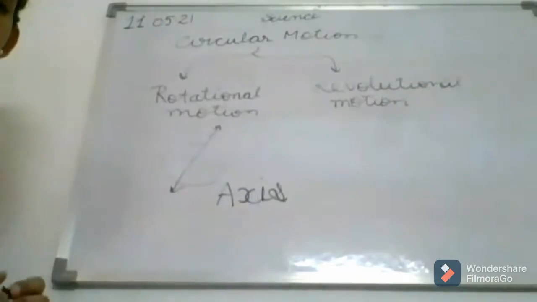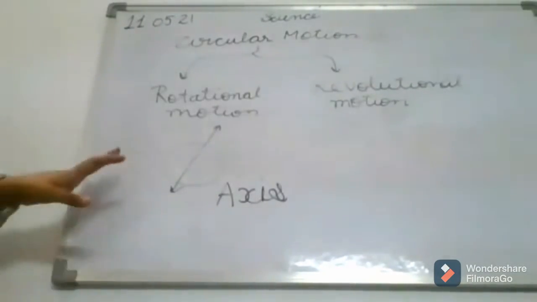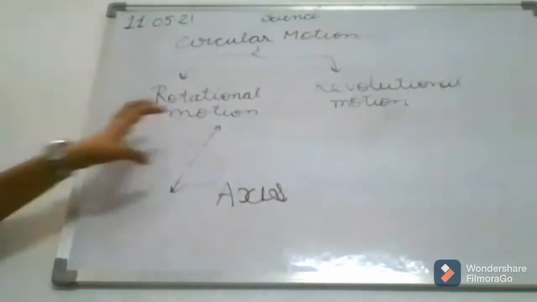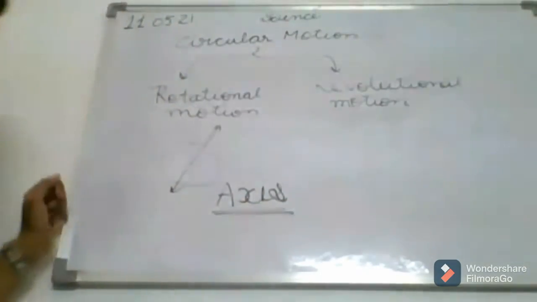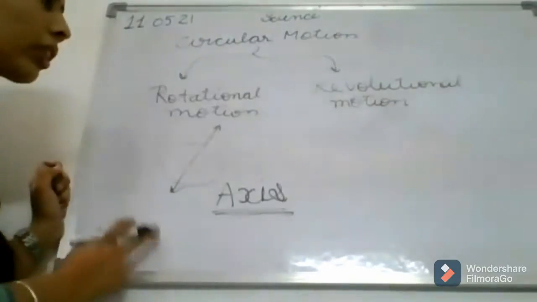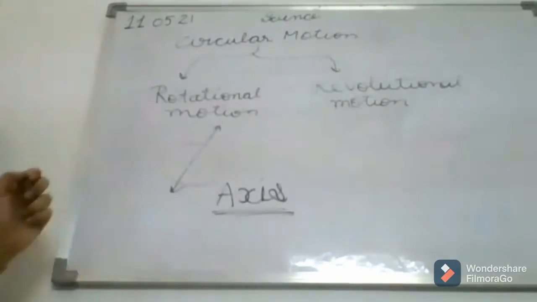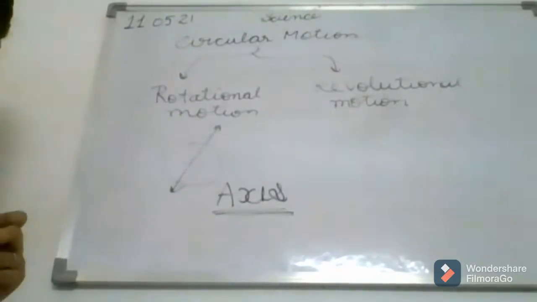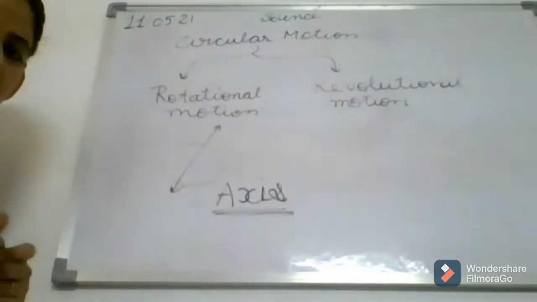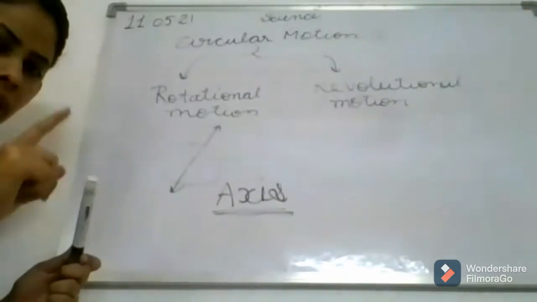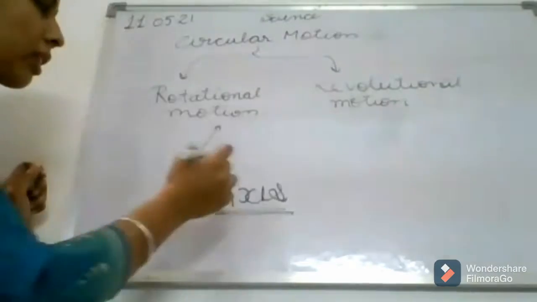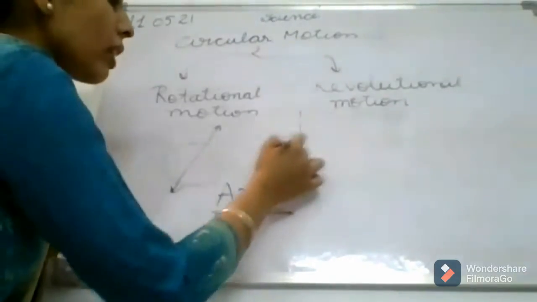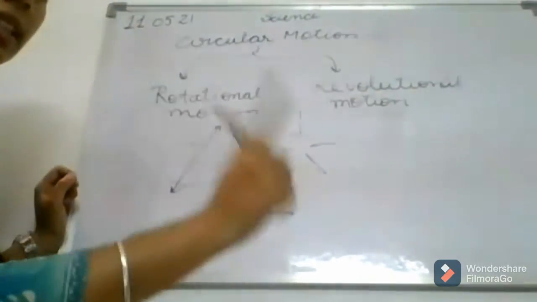So when an object is moving in a circular path about its axis, it is called rotational motion. Please observe the fan. It is moving on a particular axis. Just see the fan. It is moving over a particular axis in this way.